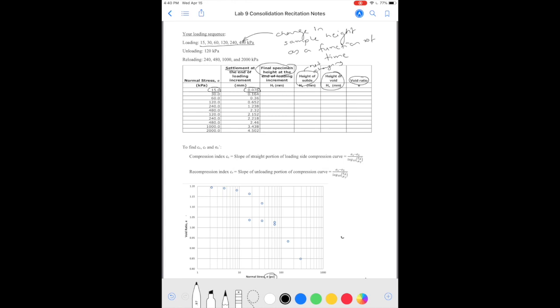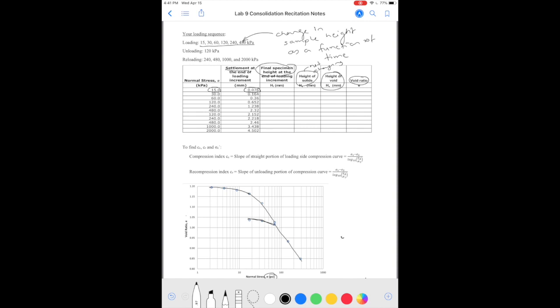In your test, those are in kPa, but here I'm picking an example where they are in PSI, and the void ratio is on the y-axis. So the data points will look like these. By hand or by computer, we can draw a curve passing through them. So this is 15, 30, 60 kPa and so on. Here it's in PSI. Then we unload, reload, and then we start loading again.